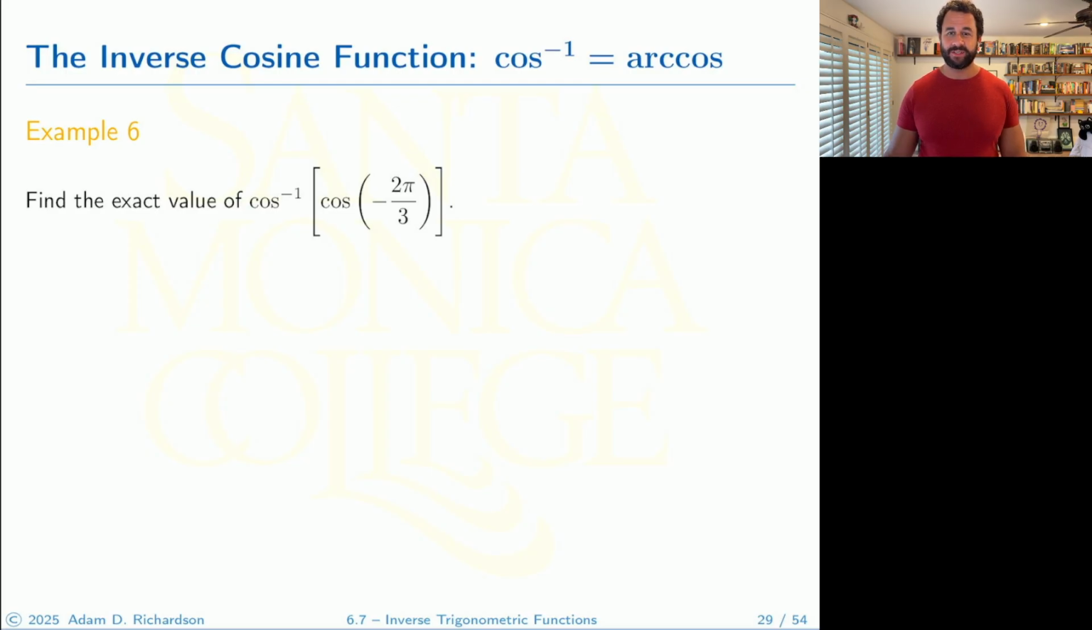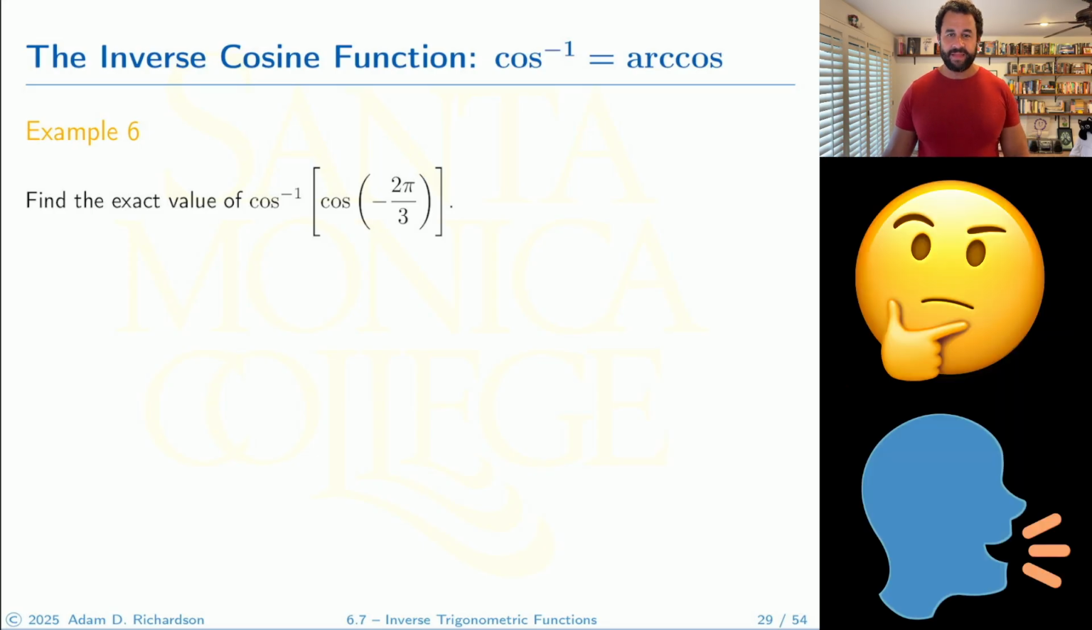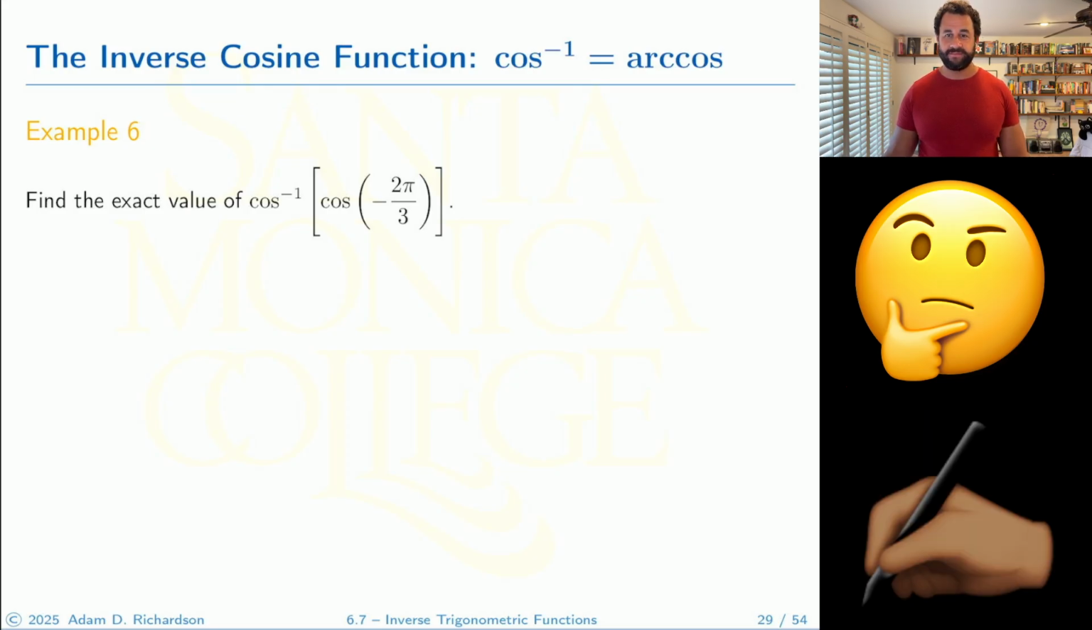You try this one also, but this is cosine inverse of cosine of negative 2 pi over 3. So think about this one for a minute. All right. Now say something out loud to help guide yourself and give your brain that feedback. And then try to write it down.